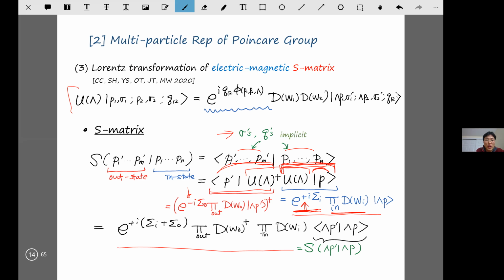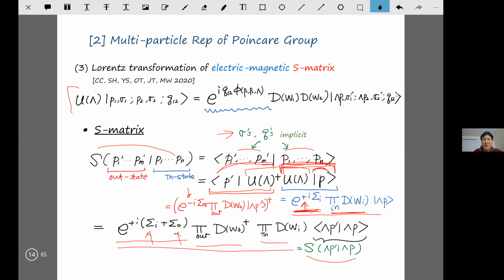This is the untransformed S matrix. This is the transformed S matrix. Then there is a product of the D for the in state, and a product of the D dagger for the out state. And then there is this helicity phase for the in and out state, which comes with the same sign.